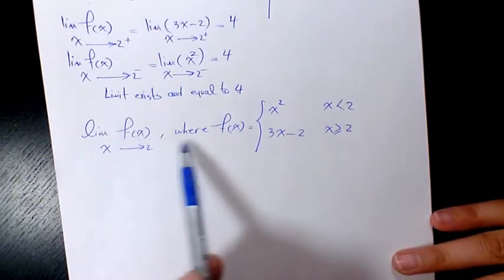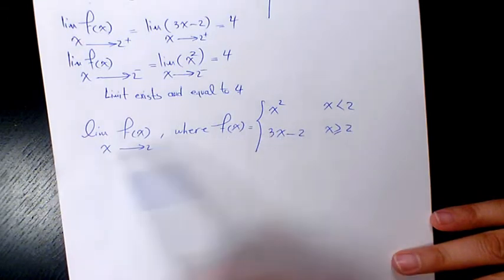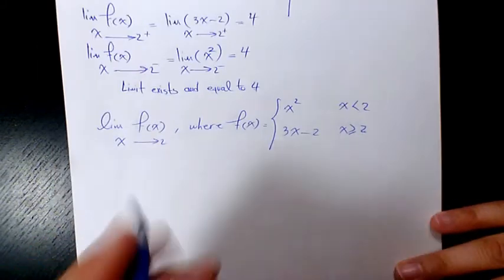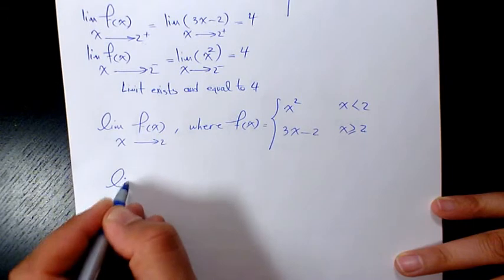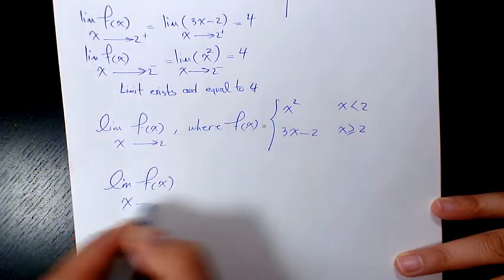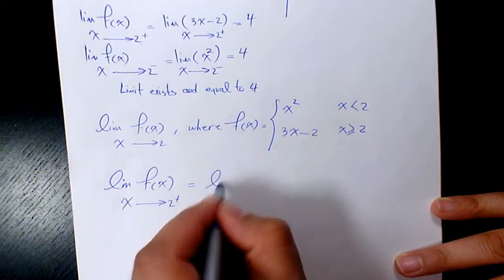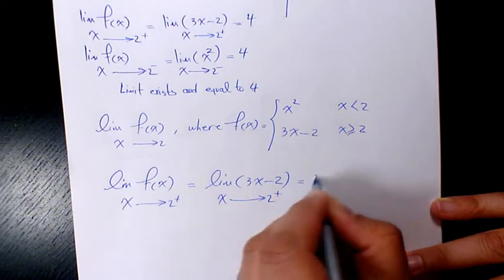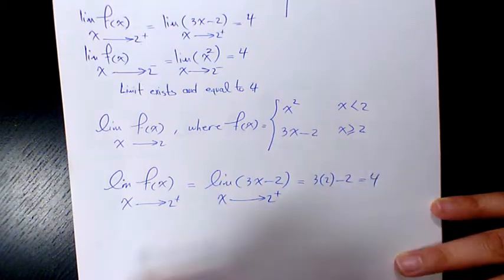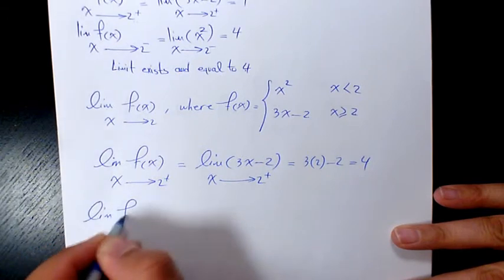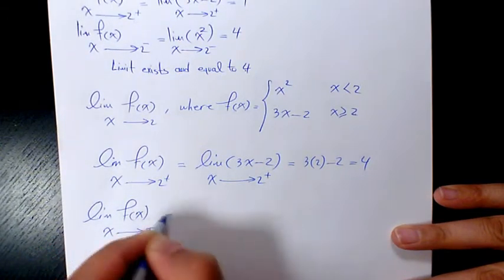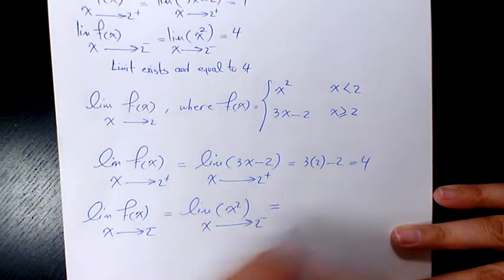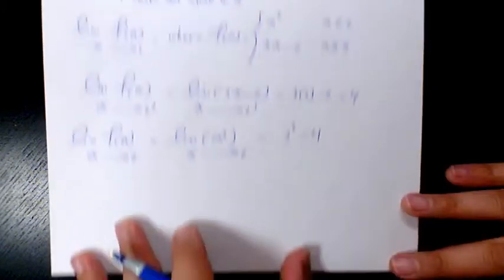Next one is the limit of f of x, where the function is x squared when it's less than 2, and 3x minus 2 when it's equal to or greater than 2. So we're going to say that x is approaching +2. For f of x as x approaches 2 plus, we're going to use this one, the limit of 3x minus 2, which is 3 times 2 minus 2, that's 4. Next one is the limit of f of x when x is approaching 2 minus, so that's going to be x squared when x is approaching 2, which is 2 squared, and that's 4 as well.